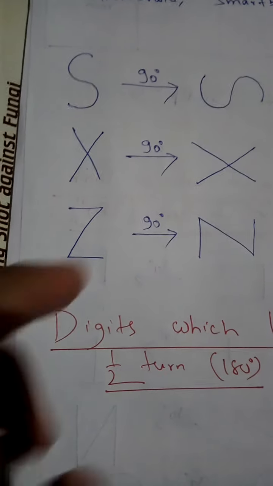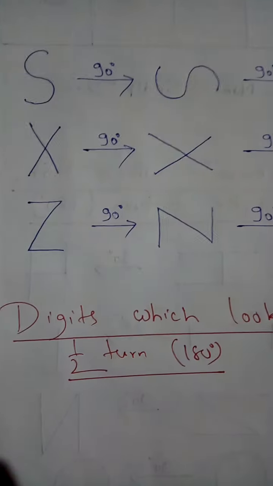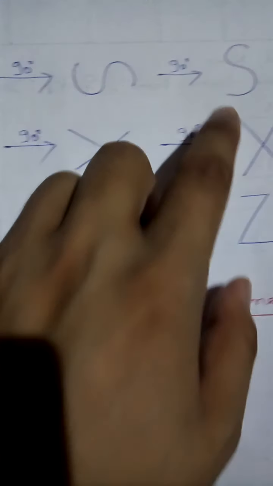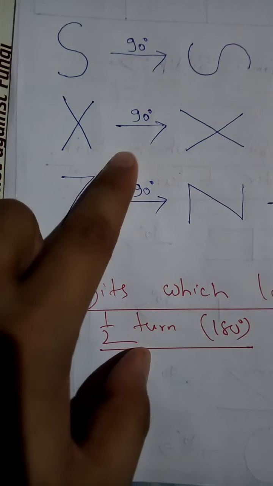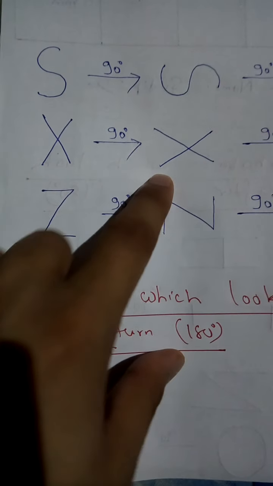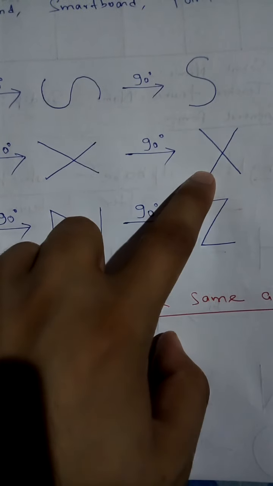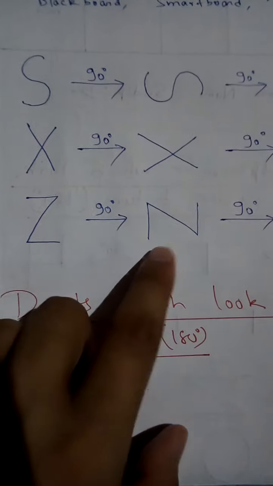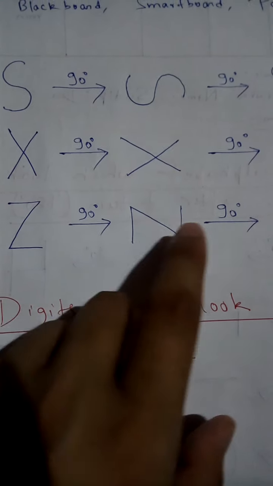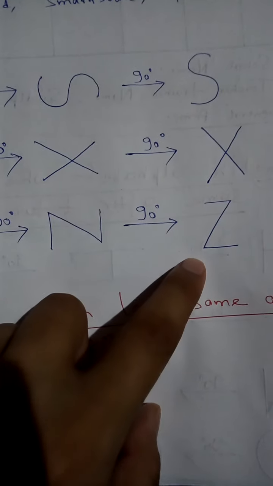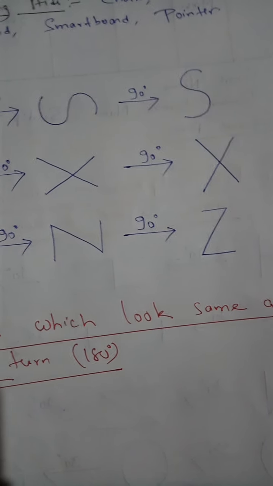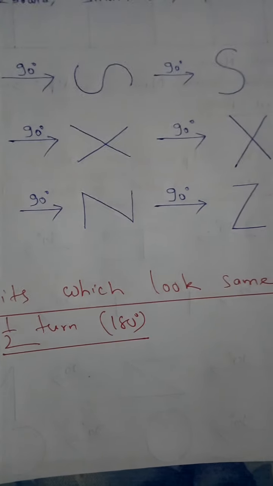S. S after 90 degree looks like this, and again after 90 degree same figure, S. X. 90 degree this one, and again 90 degree this one, same. And Z. Z after 90 degree it looks like N, and again if you give 90 degree turn, that is 180 degree, it becomes Z. So there are 7 English alphabets which look same after half turn, that means 180 degree turn.